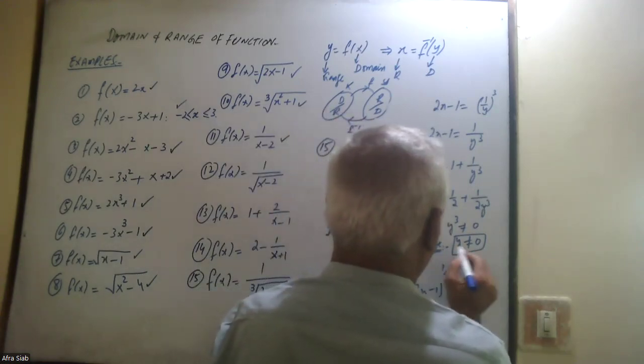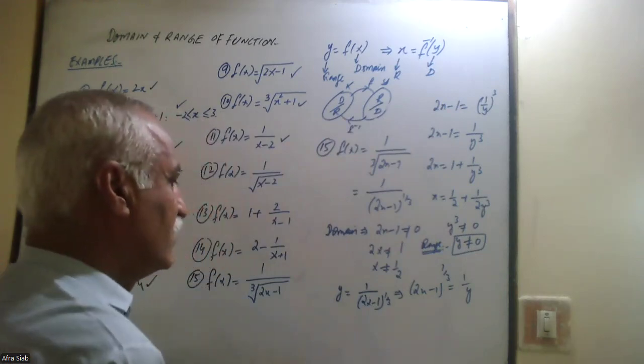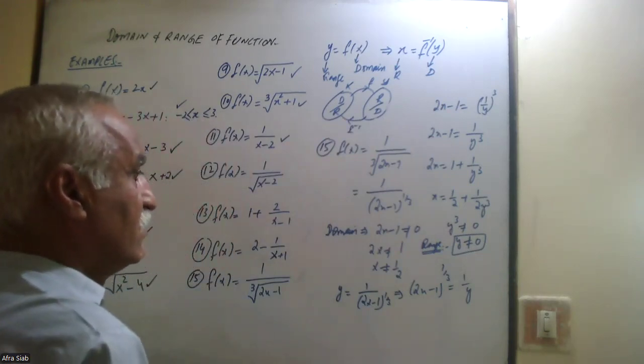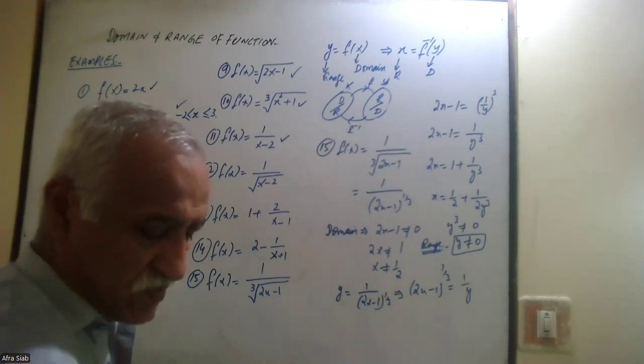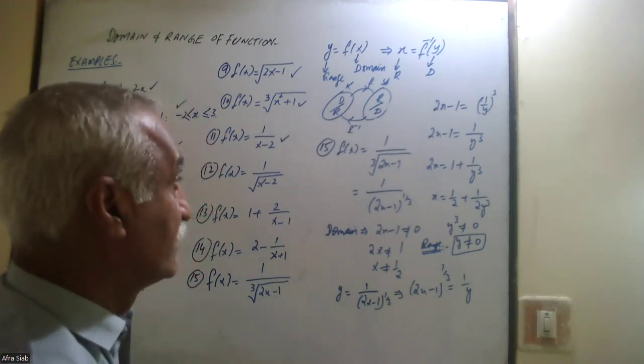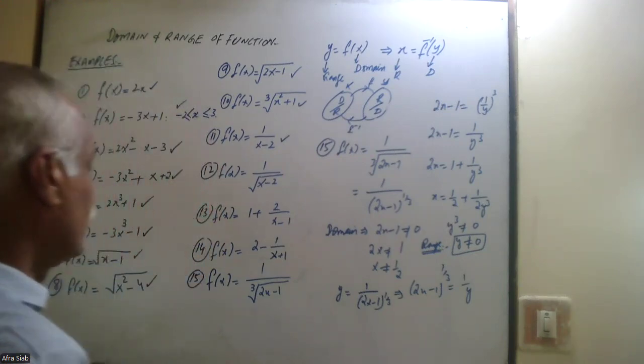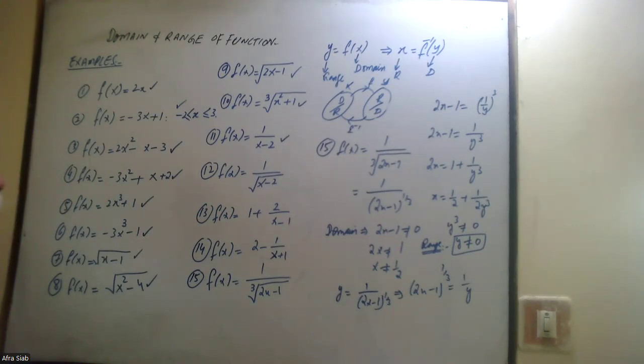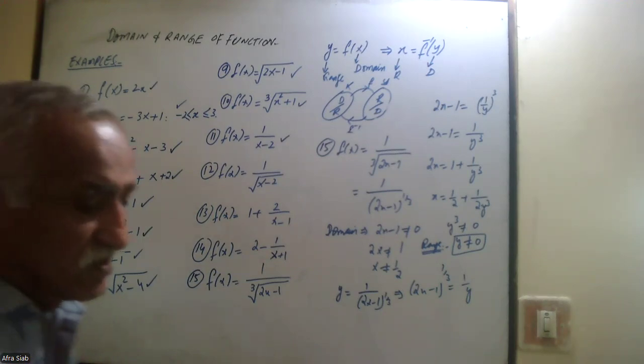So whenever y is not equal to 0, you can get all the values of x for this function. So these are the 15 examples we have taken from this assignment, and we have solved for the domain and the range of all these functions.